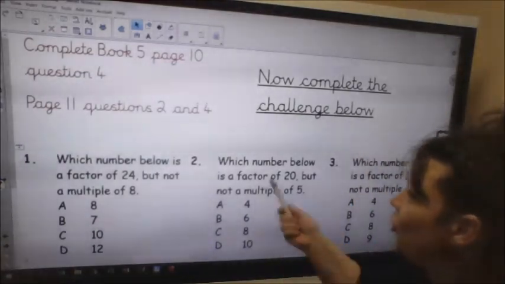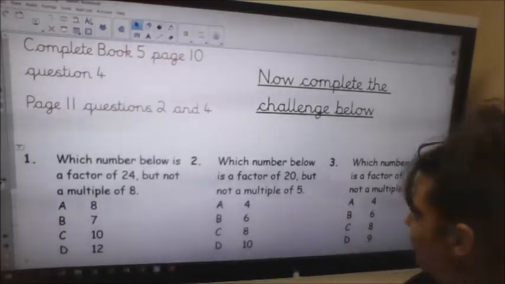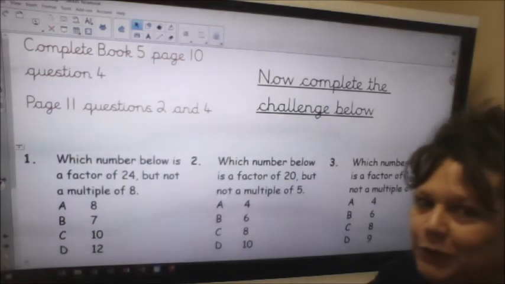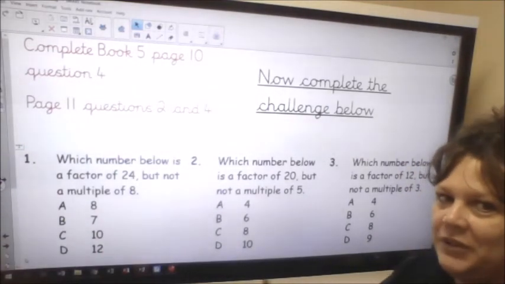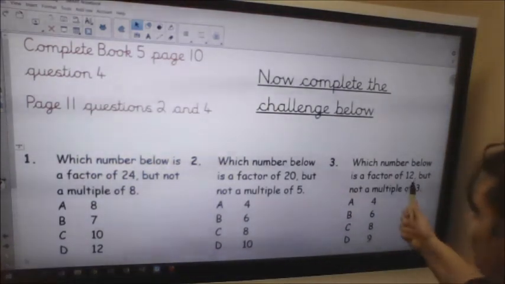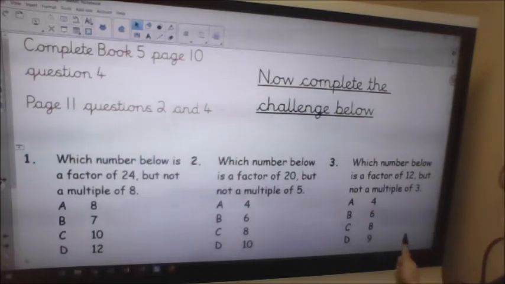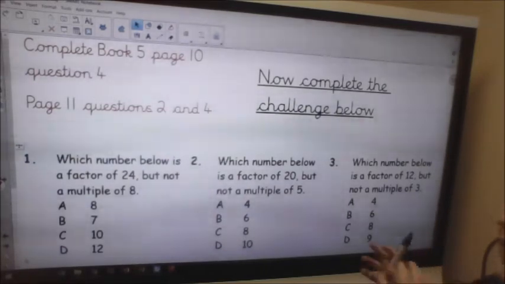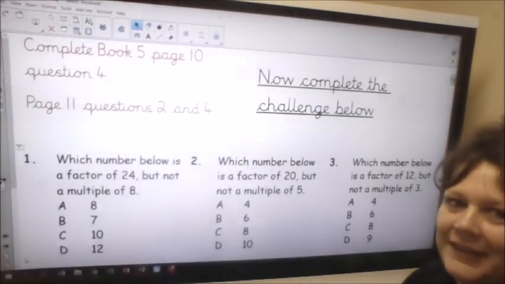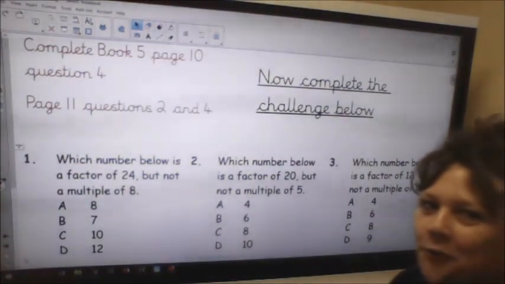And here, number 2, which number below, A, B, C, or D, is a factor of 20 but not a multiple of 5? Ooh, Mrs. Heavey, these are tricky. And then finally, number 3, which number below is a factor of 12 but not a multiple of 3? So you have got 3 tricky little questions there to have a little go at, and I am sure you're going to do amazingly well with those.